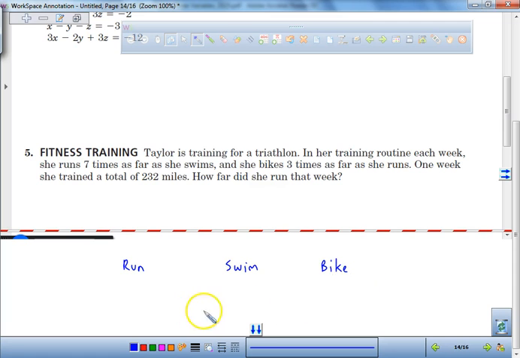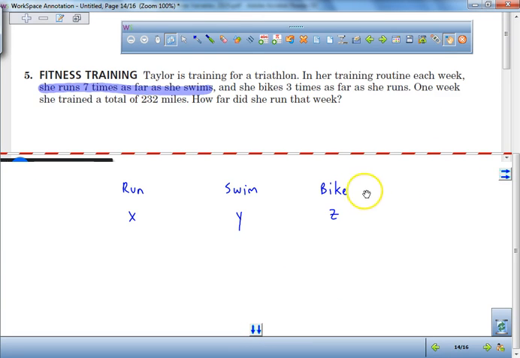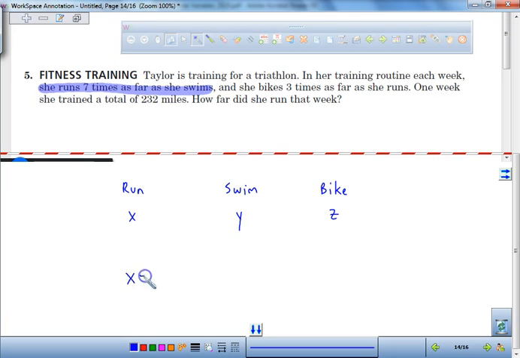Running, swimming, biking. I want to call running X, swimming Y, and biking Z. All right? So right now, it says Taylor is training. In her training routine each week, she runs 7 times as far as she swims. So how much she runs is equal to 7 times as far as she swims. Here's one equation.